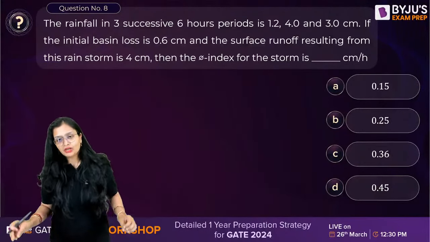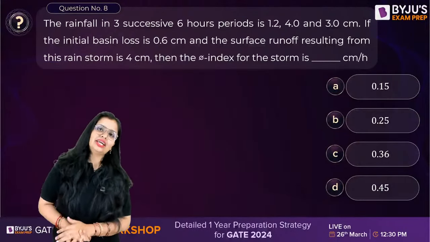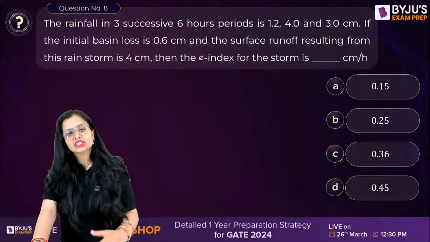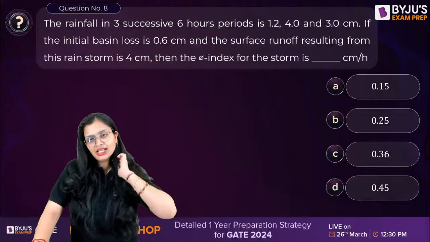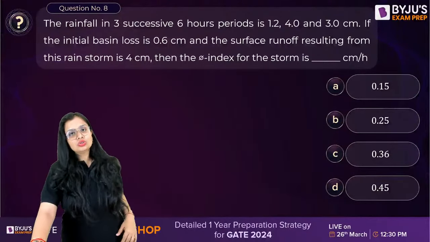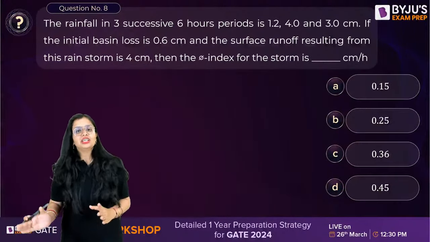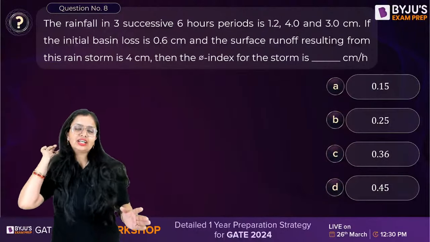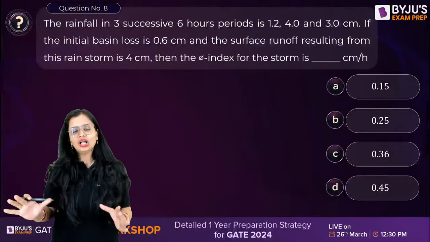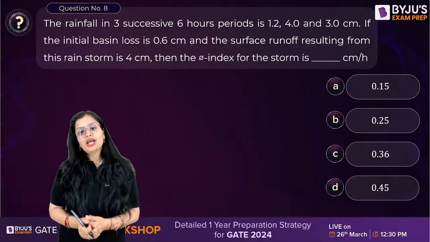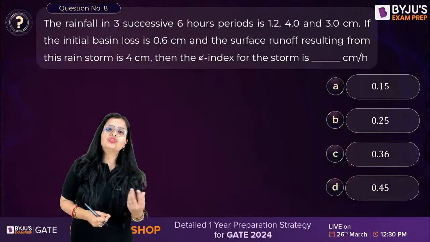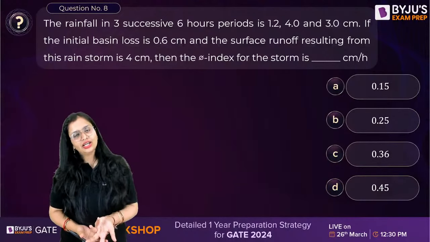Why? Because till now, whenever you see GATE questions, nowhere do they ask you with basin loss not given to you. But in this question, I deliberately added basin loss so that you could know whether you have to include basin loss in W index or phi index. All that concept should be clear, and that's why I've included it here. So whenever in a question they ask you phi index, first you have to calculate W index.